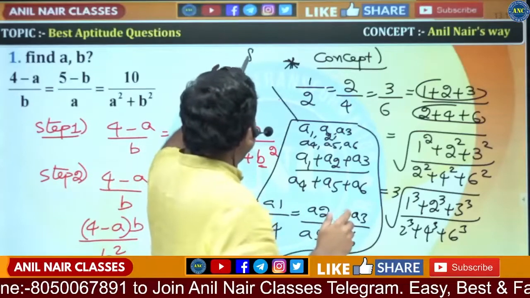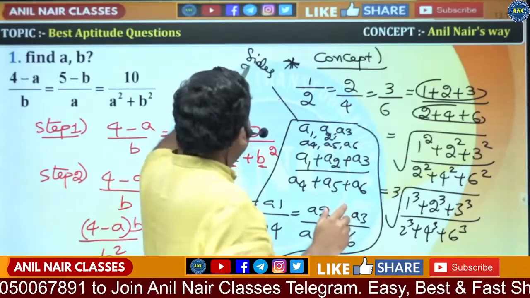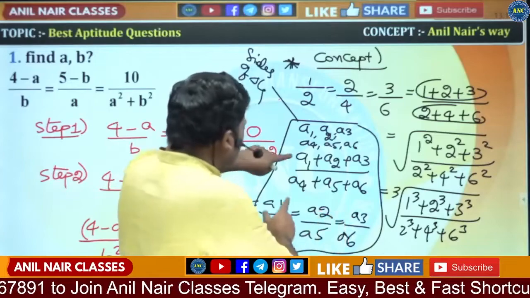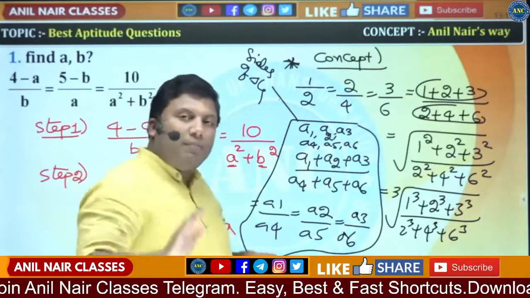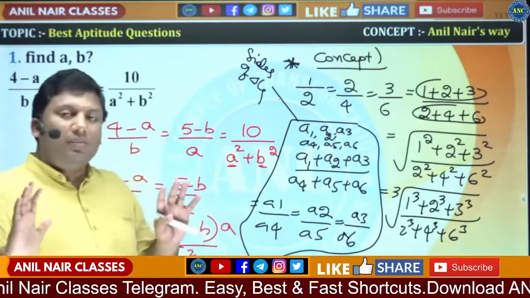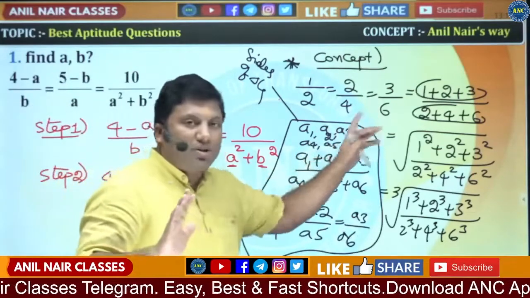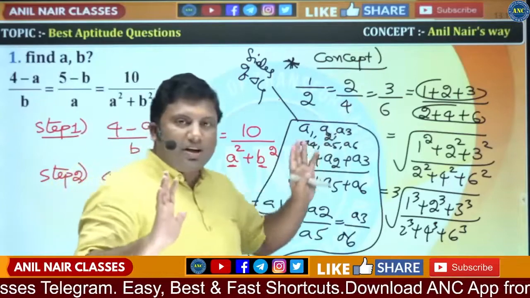Ratio of the corresponding sides of a triangle. What are all these? These are the sides of a triangle. If I take the corresponding sides ratio, A1 by A4, it is equivalent to ratio of the perimeters of two similar triangles. This is derived from this property. I hope this concept it is clear.